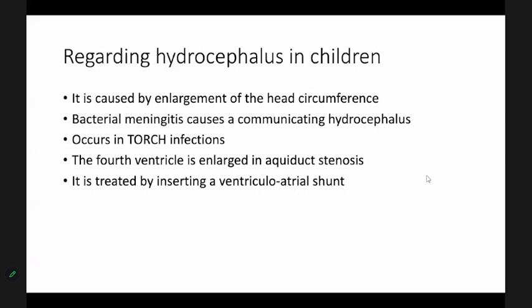It causes enlargement, yes, agree, but that is not the cause. The cause has to be with the ventricular system. The head can enlarge because of many other reasons, something like hypothyroidism, which is causing macrocephaly. So head enlargement per se is not the cause of hydrocephalus, but head enlargement can happen in hydrocephalus. Okay. Bacterial meningitis causes communicating hydrocephalus. True or false? True. Good. Occurs in TORCH infections.